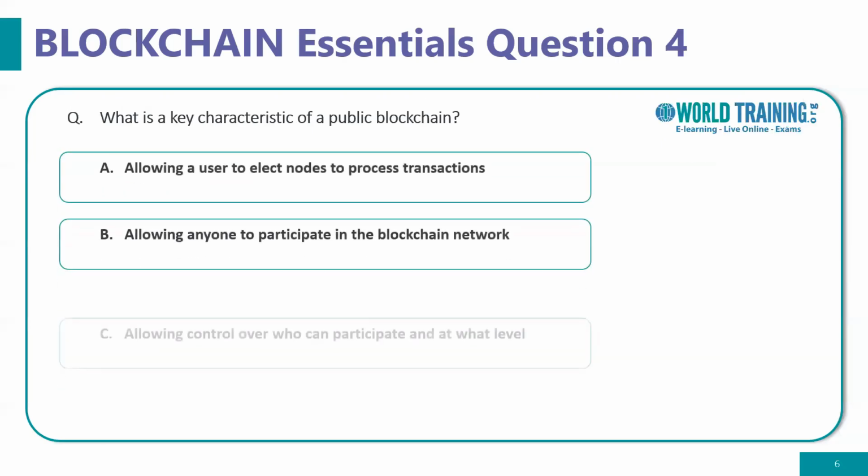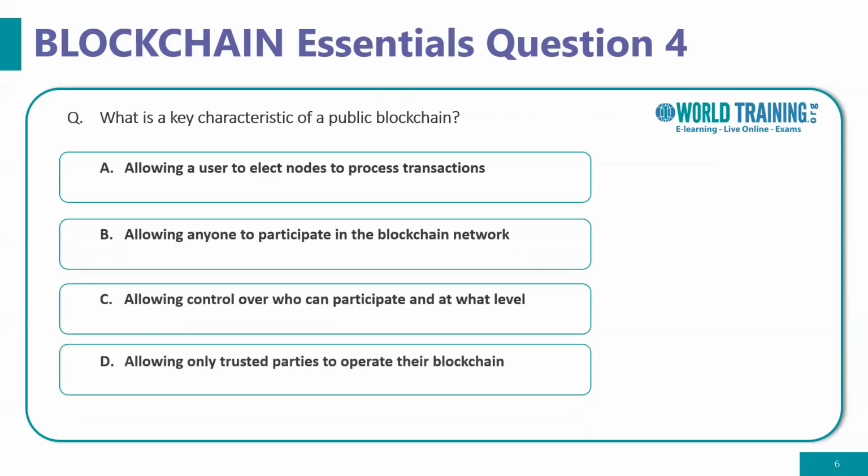Let's move to question number 4, which is, what is a key characteristic of a public blockchain network? Option A: it allows a user to elect the nodes to process the transaction. Option B: it allows anyone to participate in the blockchain network. Option C: it allows control over who can participate at what level. And option D: it allows only trusted parties to operate in the blockchain network.